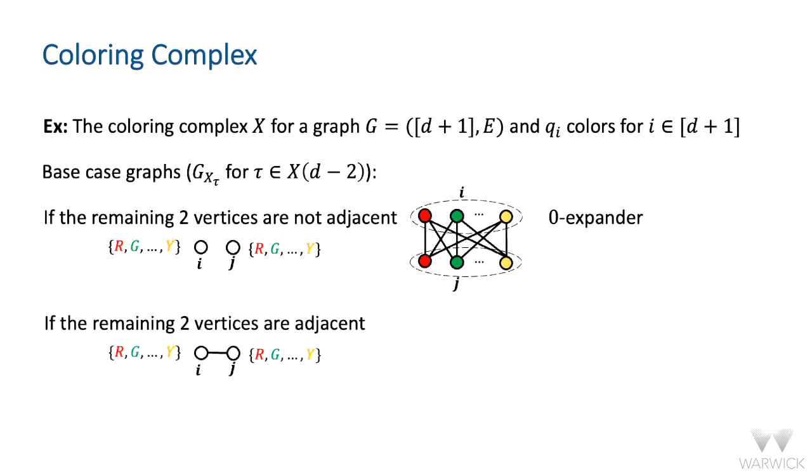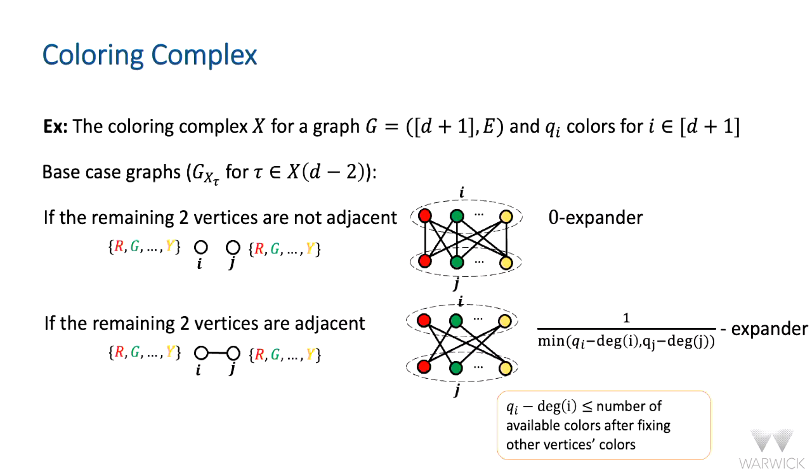The second case is that the two remaining vertices are actually connected in the graph. Then they cannot be colored with the same color. So the graph that you get will be a bipartite graph where a matching is removed because I cannot color i and j with the same color. Like I remove the red edge, green edge, yellow edge, and so on. And you can prove that it's a q_i minus degree of i expander. In fact, the minimum of q_i minus degree of i and q_j minus degree of j. That would be the expansion of this graph.